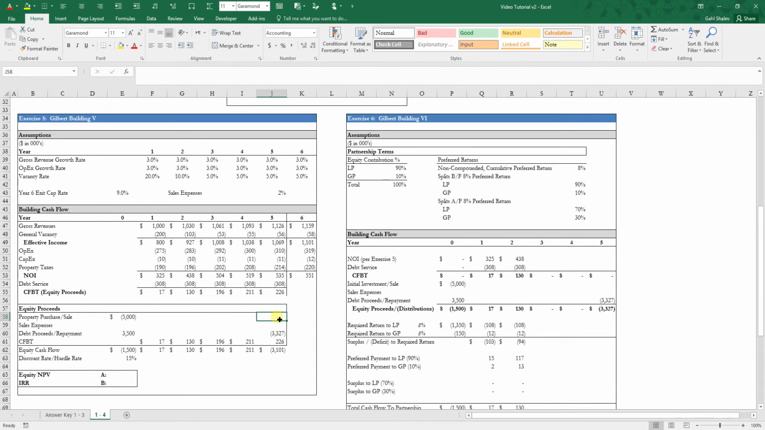Our gross exit price is based on the next full year's stabilized NOI divided by the cap rate. The reason we use next year's NOI is because the person buying from us will buy the building based on its future cash flow. Therefore, any NOI occurring before the sale date is irrelevant to the next buyer. Next, the sale expenses are simply the gross exit price times the sale expense rate, in this case 2%. 2% is a fairly common assumption for most buildings.